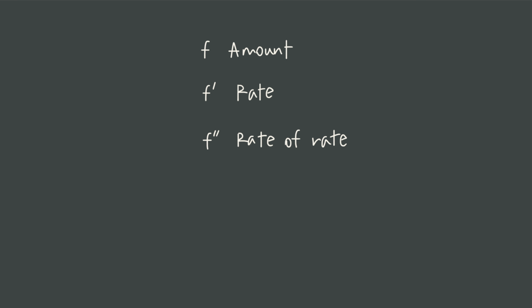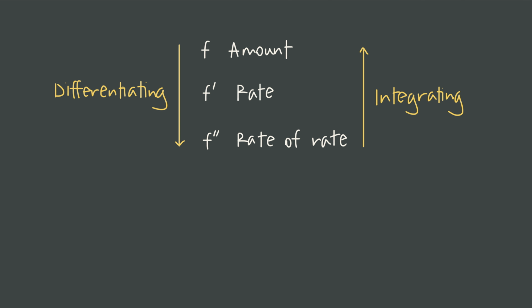To move up and down this list, we can either differentiate, which moves us down, or we can integrate, which moves us up. So if we're on f and we want to get to f prime, we're moving down, so we differentiate. And if we're on f prime and we want to get back to f, we want to move up, so we integrate. That's it.